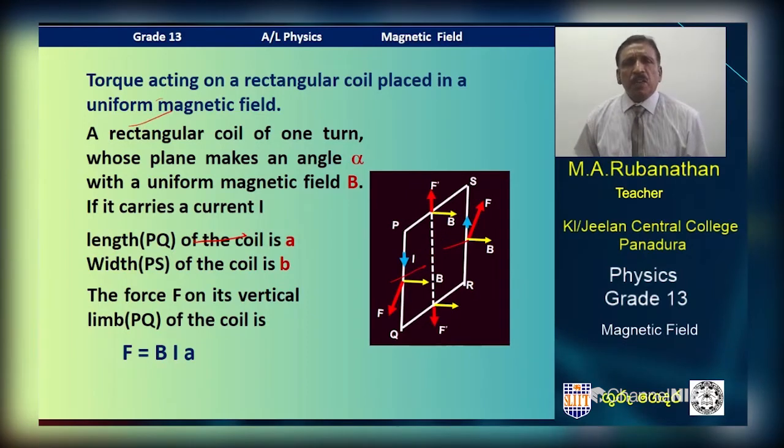The length of the coil is A. Here you see that this is the length, this is A, and here is the width. The force F on the vertical limb PQ of the coil is F equals BI.